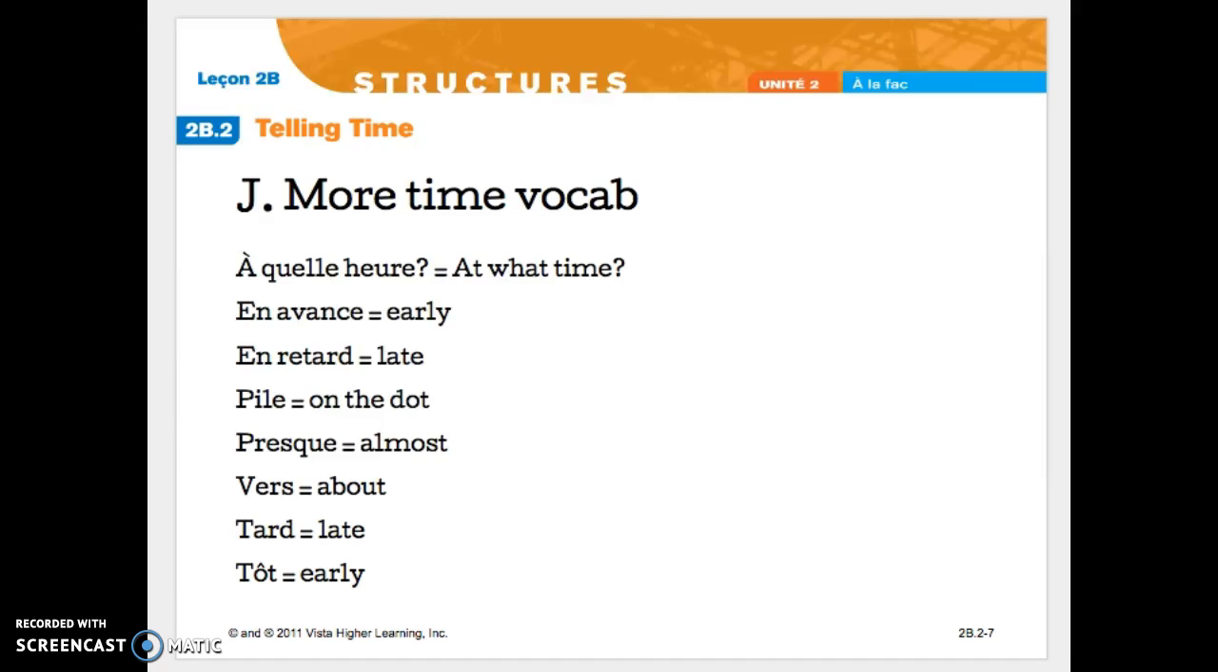For example, 3 o'clock on the dot is il est 3 heures pile. You put it after. Presque is almost if you're doing an approximate time. Vers is about, which is also to show an approximate time. Tard by itself is another way to say late, and tôt is another word to say early.